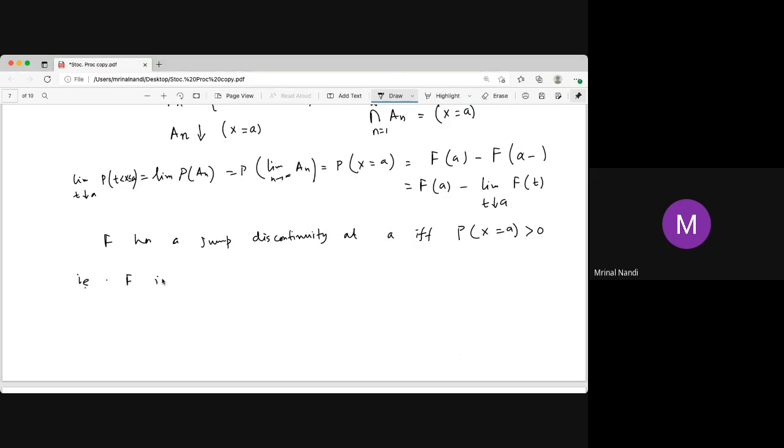So F is continuous at a if and only if the probability of x equal to a is 0. So for that a, F is continuous at a. Therefore, if the random variable is continuous, then it is true for every a. So the probability of x equal to a is 0 for all a. So this completes the proof.